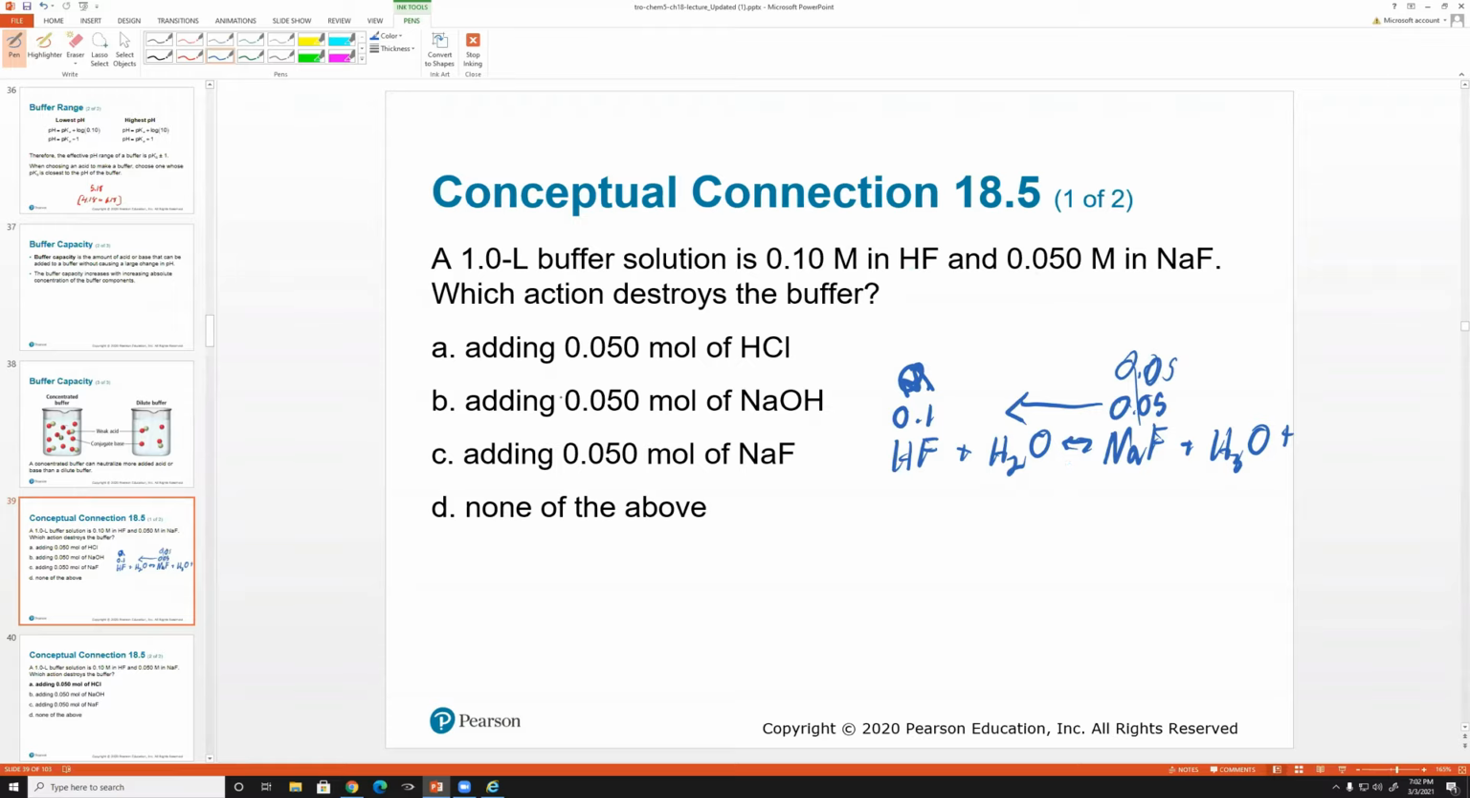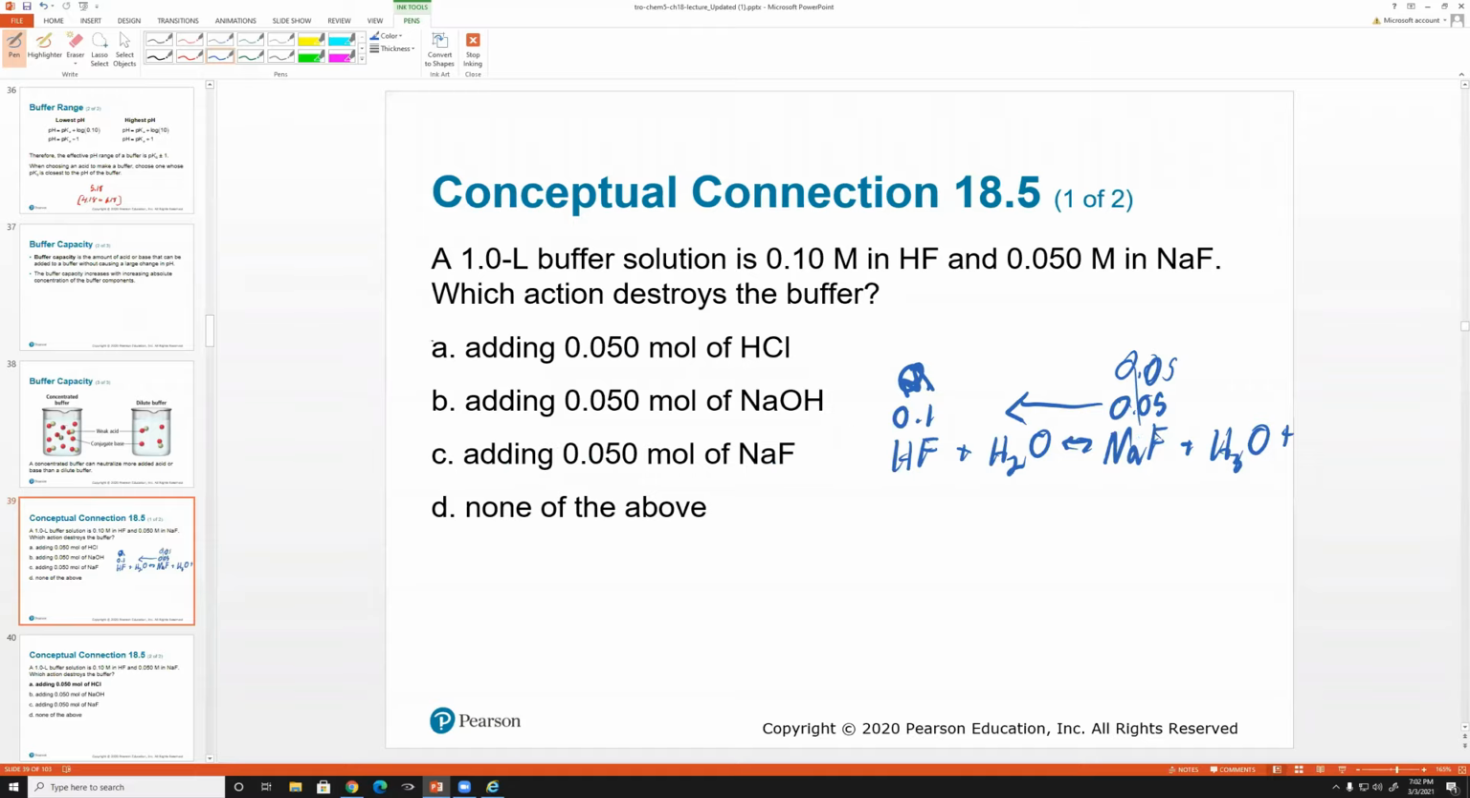What happens with 0.05 molar NaOH? With 0.05 moles of NaOH added to this system, we have 0.1 molar of the acid. That 0.1 molar will be able to neutralize it, and it'll be able to neutralize more. So it won't kill the buffer. Letter C, 0.05 of the NaF. If you add more of the NaF, that makes the buffer stronger, because at that point, you'll have the same amount of HF that you do NaF, which will mean they're at the same concentration, which means the buffer is optimal.